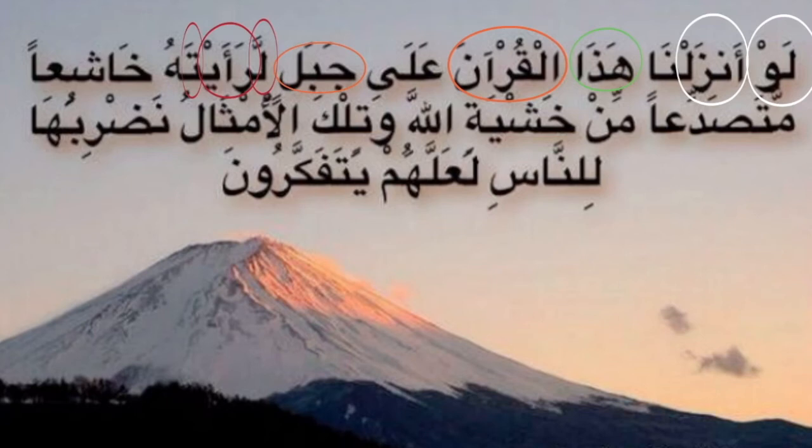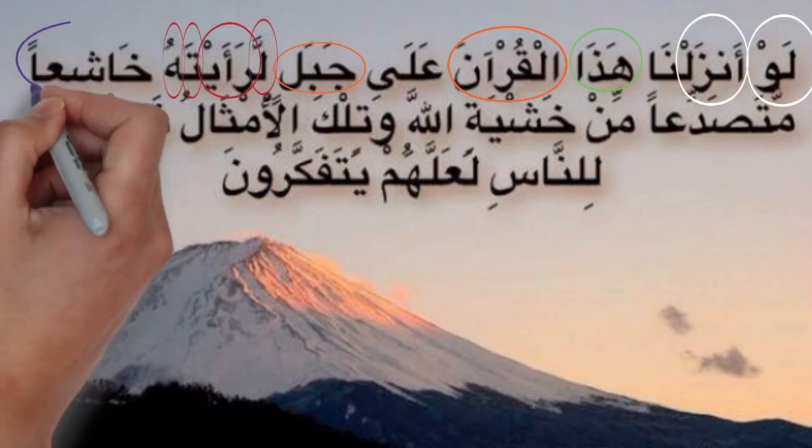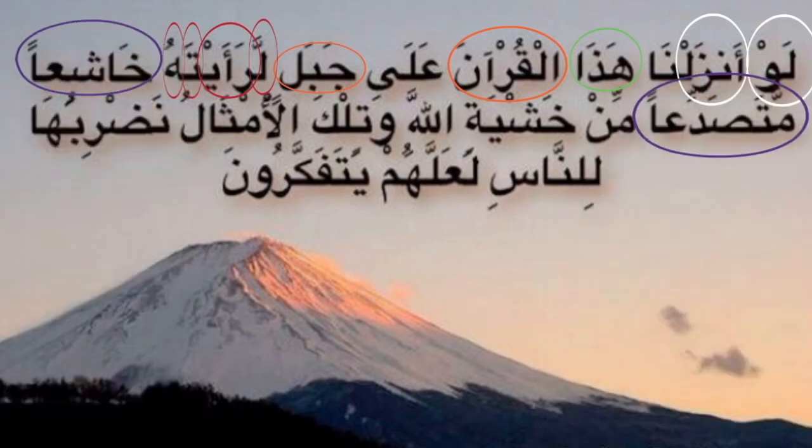Now when we are reading this, this is us. Allah is talking to us. It says la ra'ayta. Who is the maf'ul bihi? It is referring to the jabal. So had we revealed this Quran upon a mountain, la ra'aytahu, you would have seen it. So what is this? Khashi'an mutasaddi'an. These two are hal. You would have seen it in what condition?